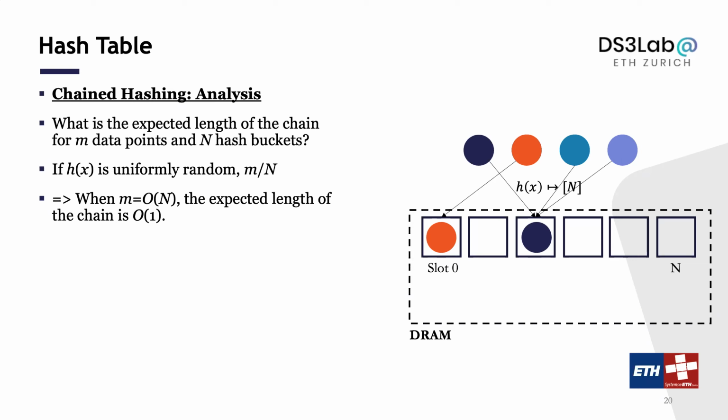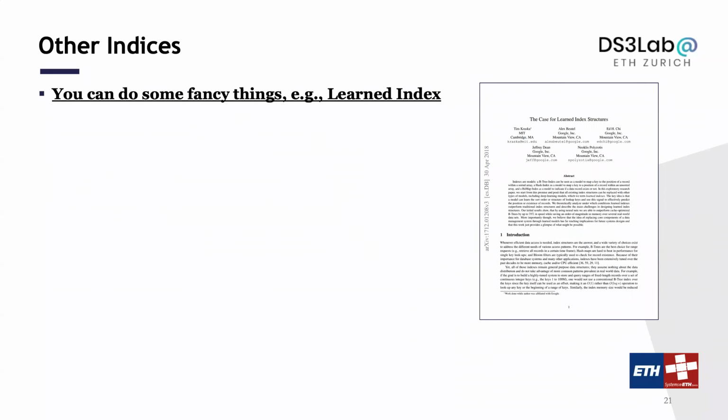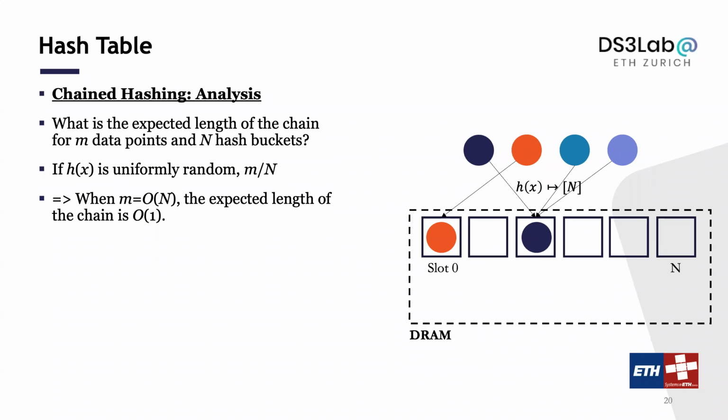So that means that in expectation, if your number of data points m is on the order of n, the number of buckets, then the expected length of the chain is O(1). So every single search query is going to take O(1) time in expectation. Okay, so this is about the hash table. Any questions?